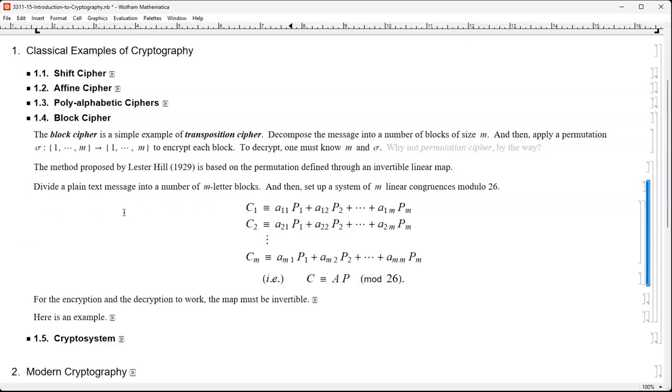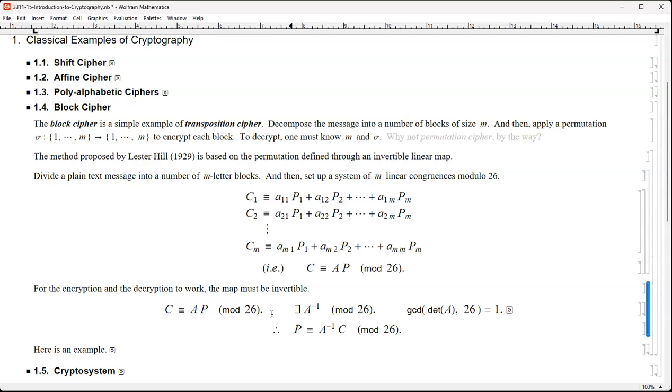Let's see. We have plain text message and then divide it into m letter blocks. So first character P1, second character P2 up to mth character, and then assign appropriate coefficient like this to form a matrix. So C, crypted letters, m block is C, and plain text is P. So we have matrix multiplication. And then in order to have that P back from C, we have to have an inverse matrix.